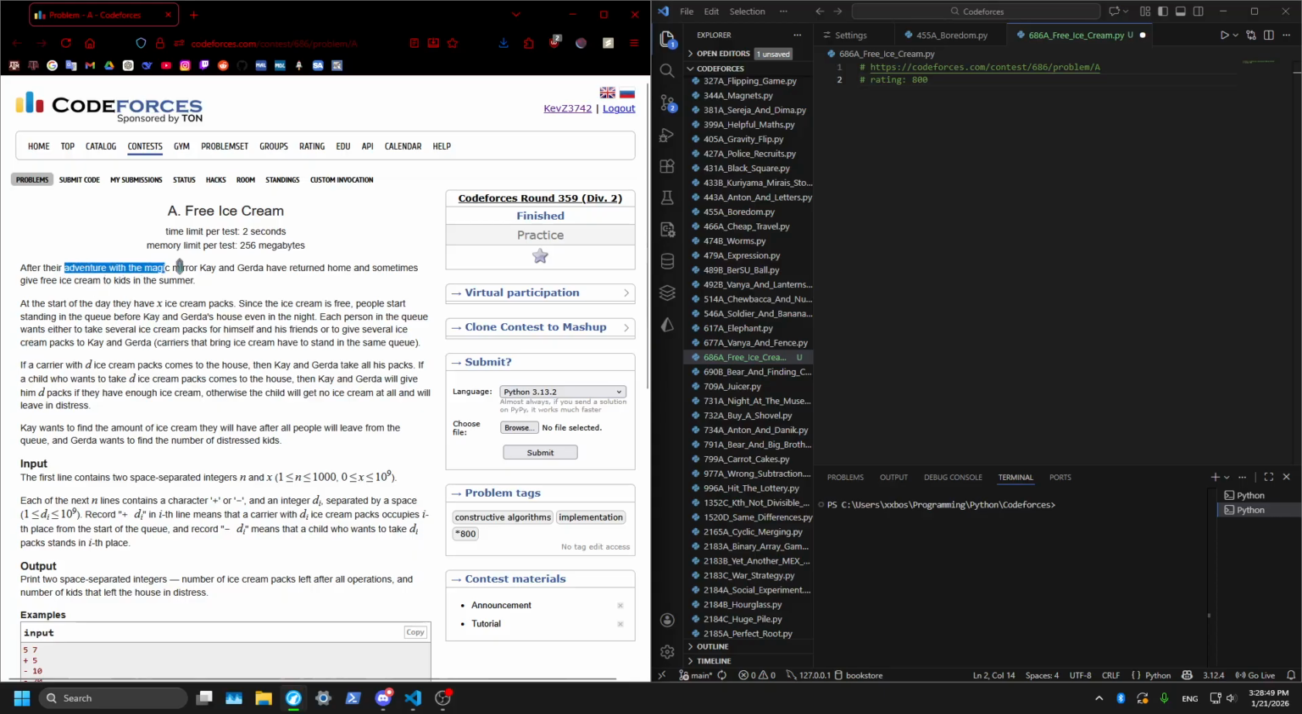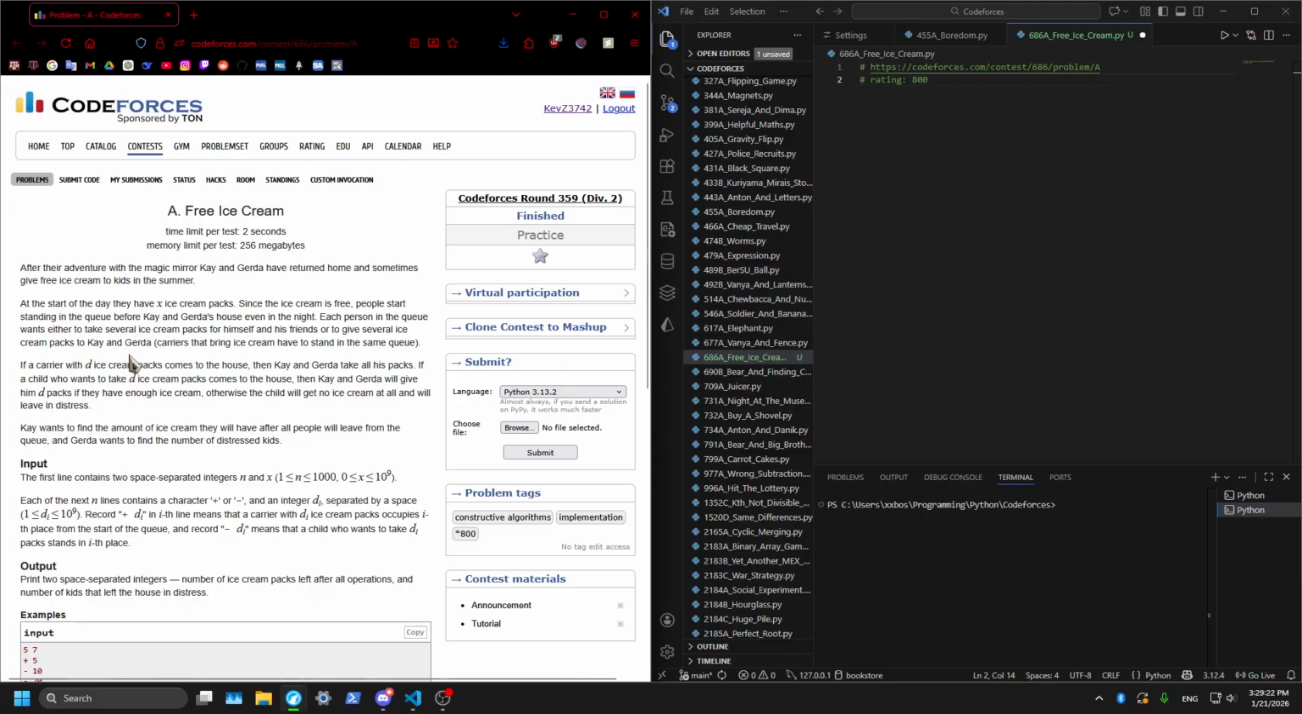Okay, so these two people return home sometimes to give free ice cream to kids. At the start of the day, they have X packs, and people start standing in queue before they even start. Each person in the queue wants to either take several packs or to give several packs to them. Oh, carriers, yeah, okay, I see.